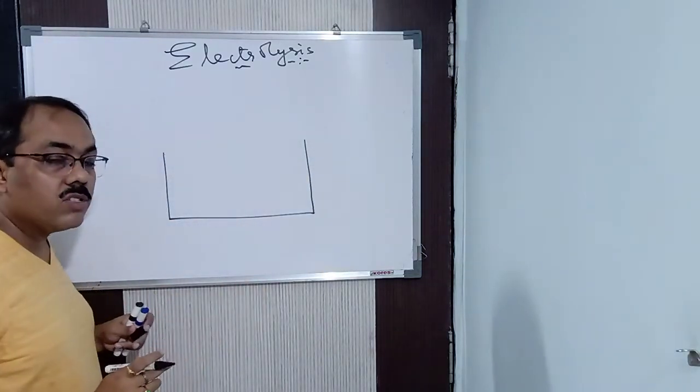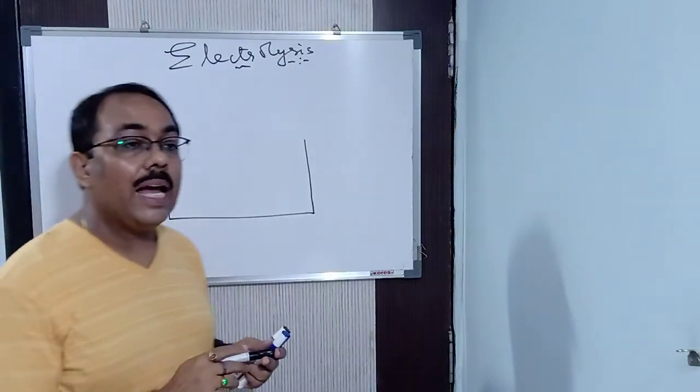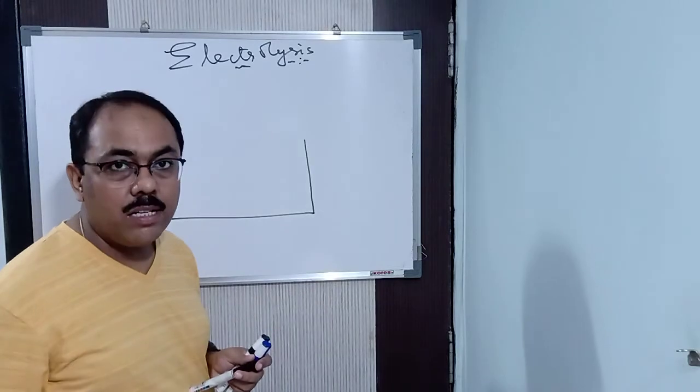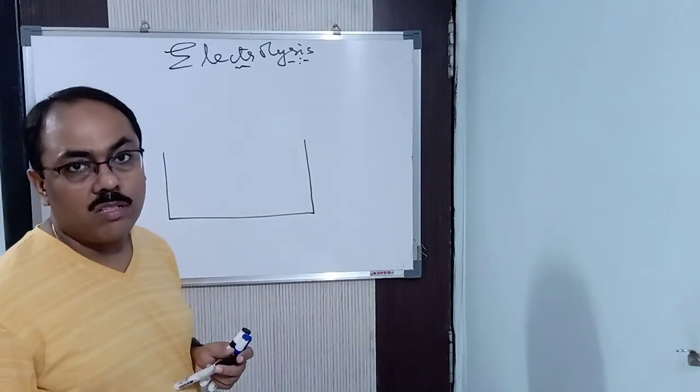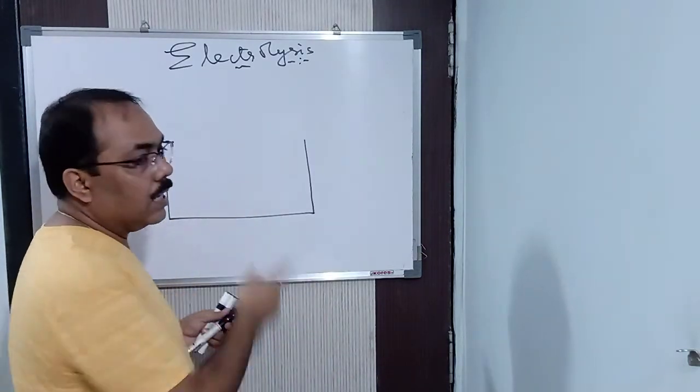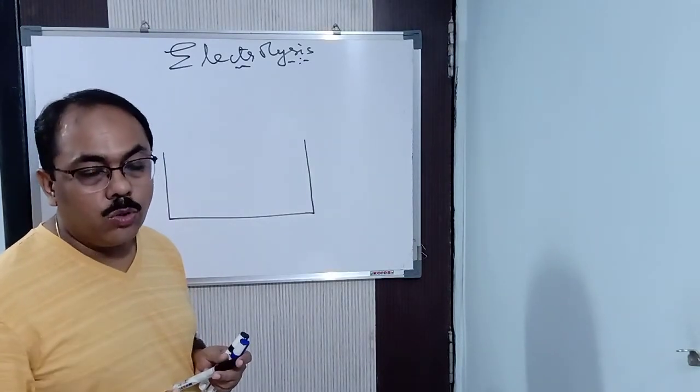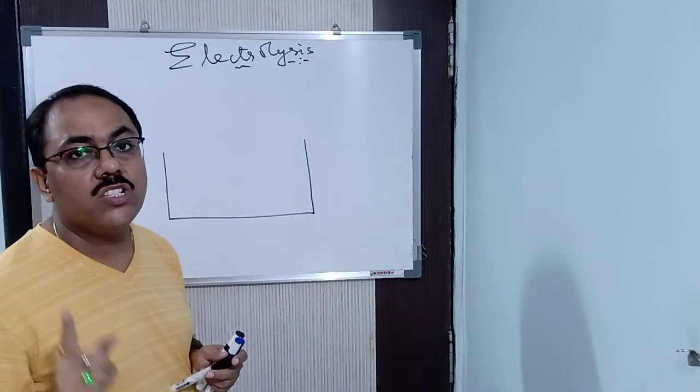Why do we use glass or silica crucible? Because it will not be attacked by the electrolyte. The electrolyte which you will be using may be acids, it may be bases, it may be some neutral substances. They will not attack the glass or the silica crucible. That's point number one. Point number two, it can withstand high temperature also.